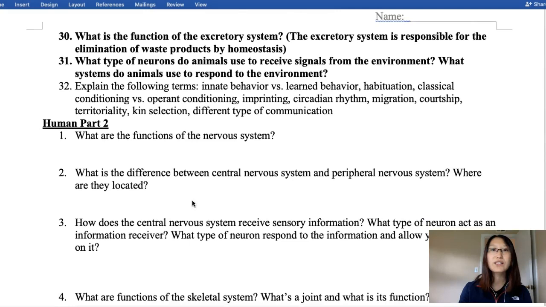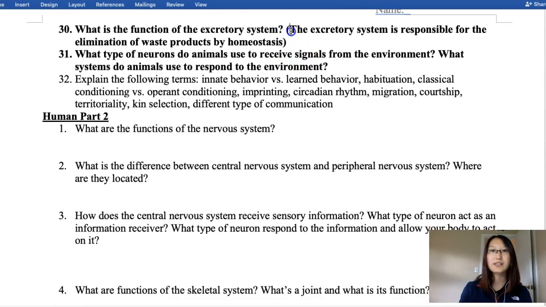The next one is, what is the function of the excretory system? It's already said here. The excretory system is responsible for the elimination of waste and homeostasis.